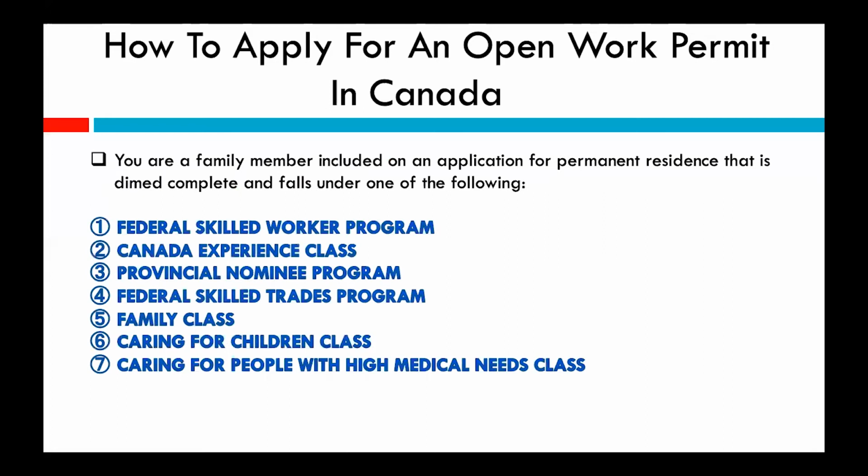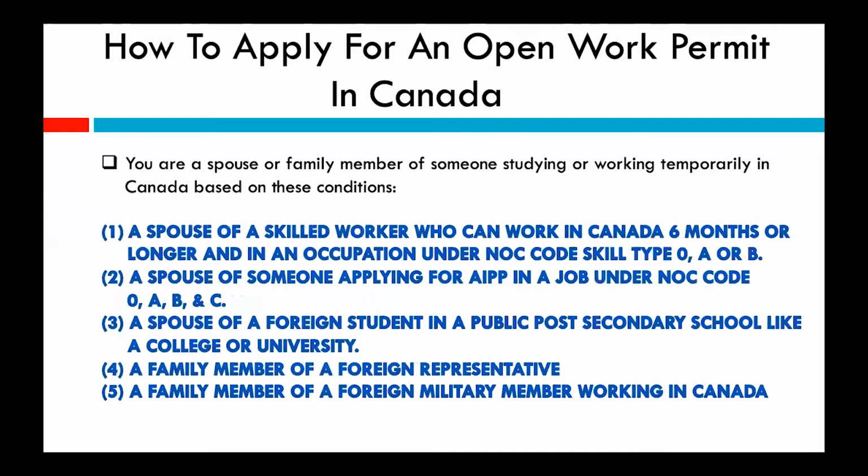Another option could be a family member included in an application for permanent residency that is deemed complete, and it must also fall under one of the following: Federal Skilled Worker Program, Canada Experience Class, Provincial Nominee Program, Federal Skilled Trades Program, Family Class, Caring for Children, and Caring for People with High Medical Needs class.